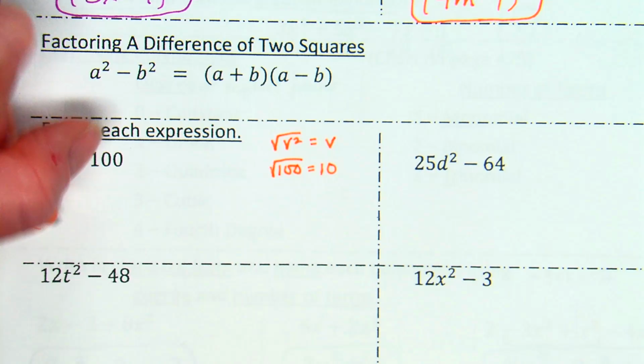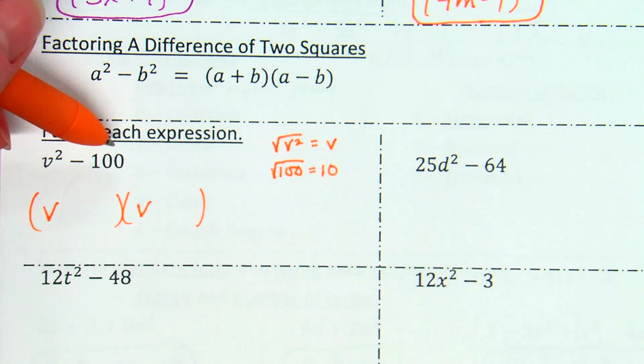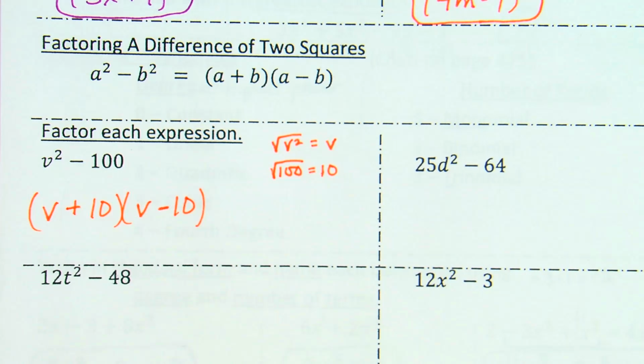2 parentheses. What does v squared break into? V and v. What about 100? 10 and 10. How do you multiply to get minus 100? We need one of them to be positive, one of them to be negative. It does not matter which. I wrote v plus 10, v minus 10. If you reverse that, that is perfectly fine.